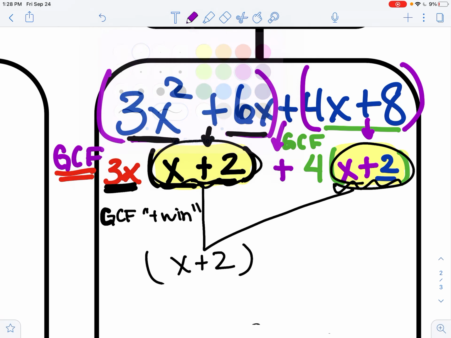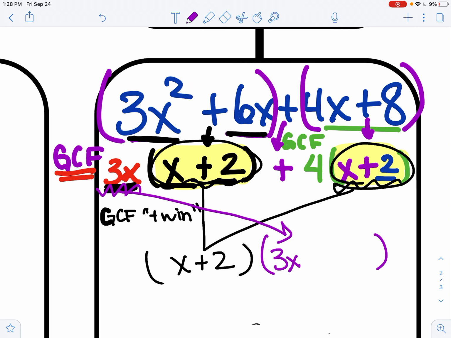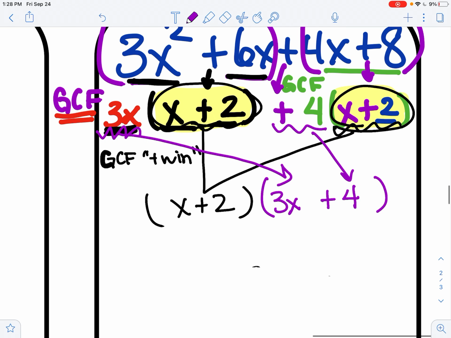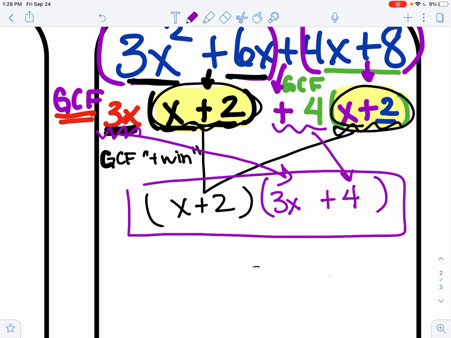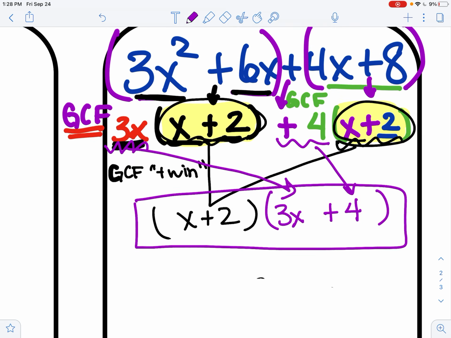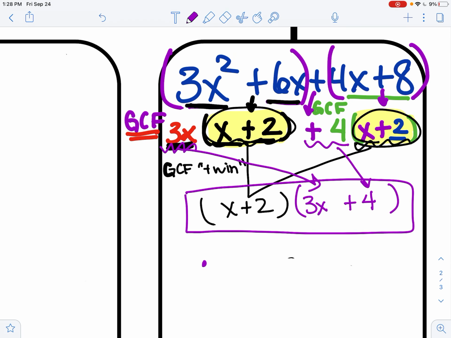Then in the second parentheses is going to go everything else that we've got left over. So this 3x is going to get placed right here, and this plus 4 is going to get placed right here. And that is how we factor using grouping, okay? So the first thing is we're going to group the first 2 terms and then the second 2 terms. You're going to find the GCF of each group.